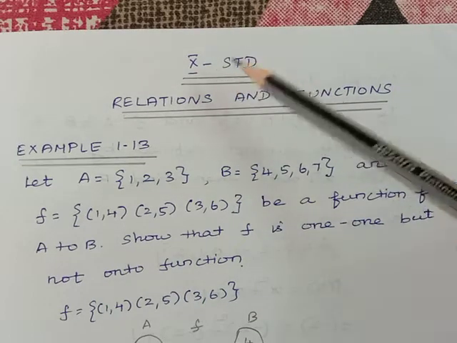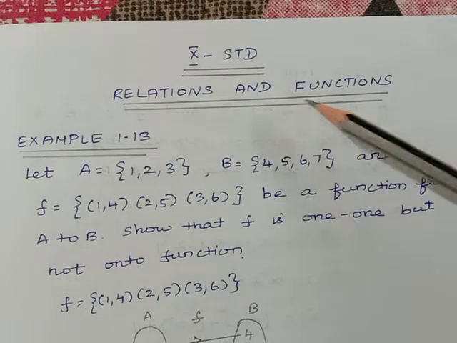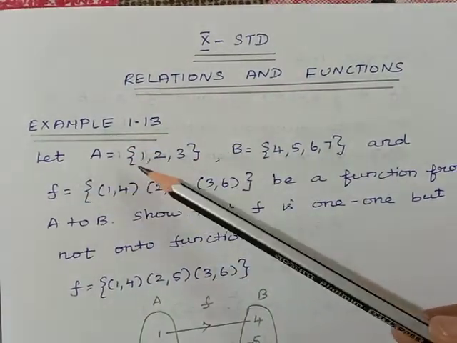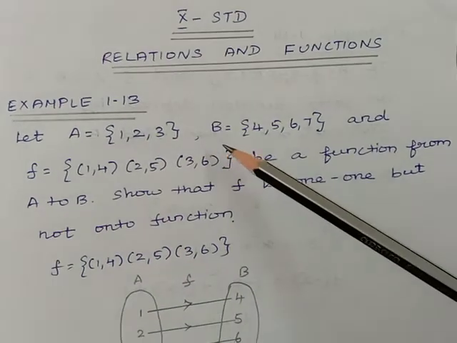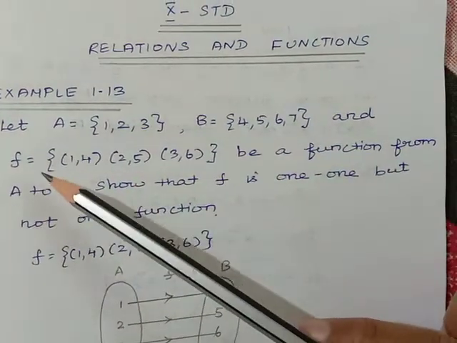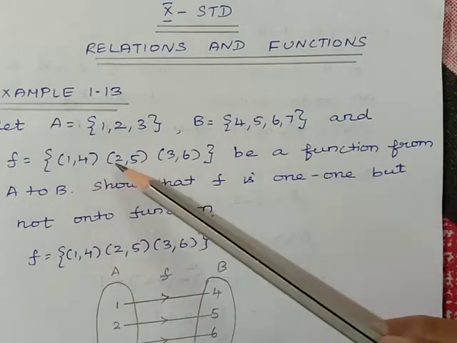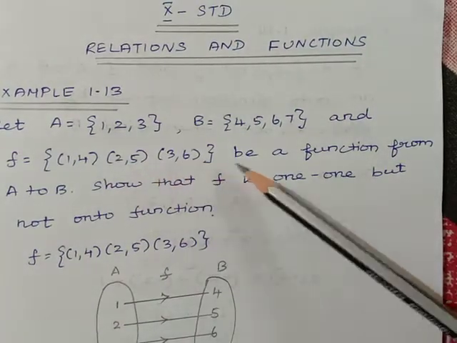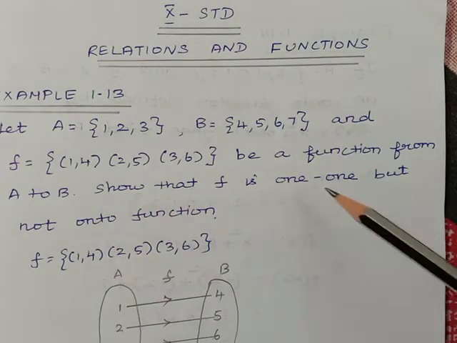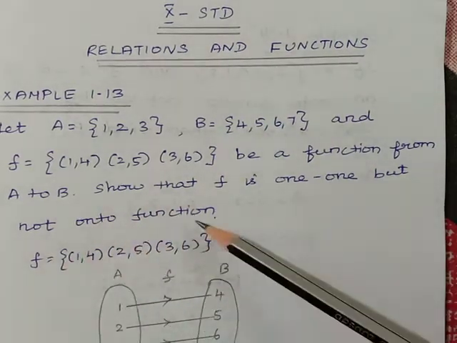Let us learn 10th standard relations and functions. Example 1.13. Let A = {1, 2, 3} and B = {4, 5, 6, 7}, and the function is given in the ordered pairs {(1, 4), (2, 5), (3, 6)}, a function from A to B. Show that f is one-to-one but not onto function.